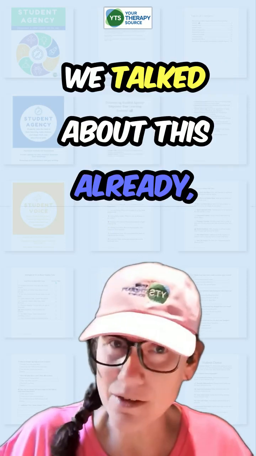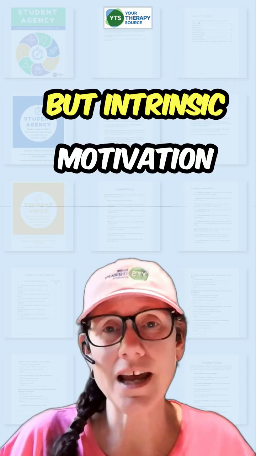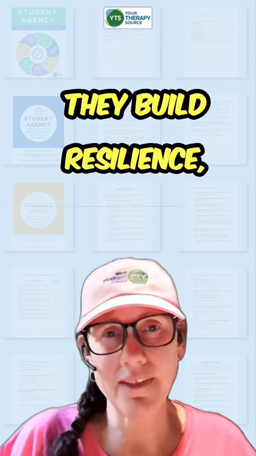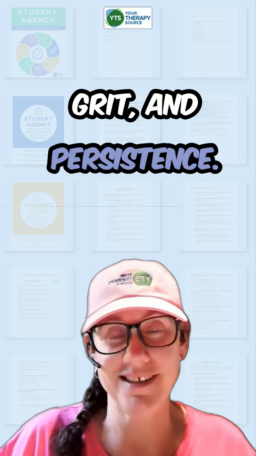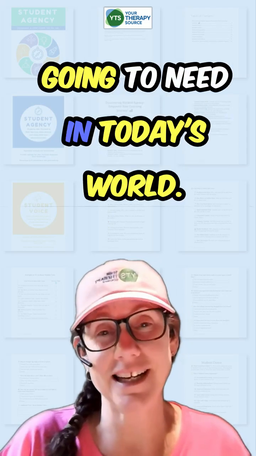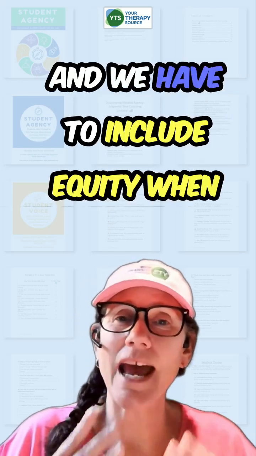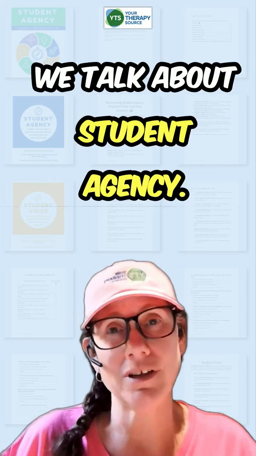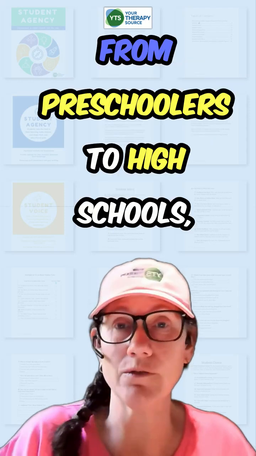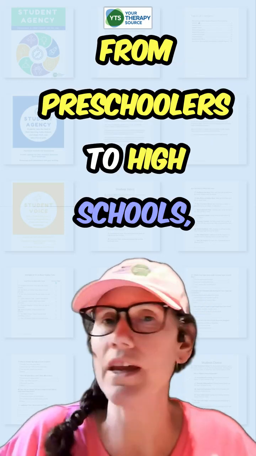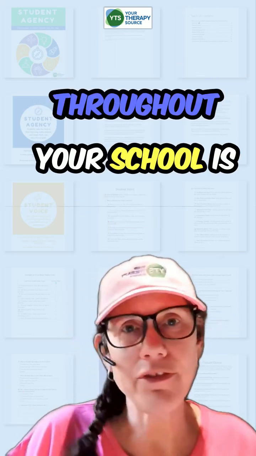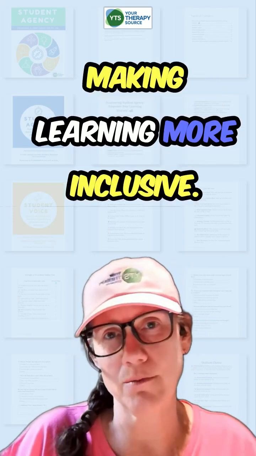We talked about this already, but intrinsic motivation. By students owning their learning, they build resilience, grit, and persistence, and these are skills they're really going to need in today's world. And we have to include equity when we talk about student agency. It ensures that every voice, from preschoolers to high schoolers, everyone throughout your school, is making learning more inclusive.